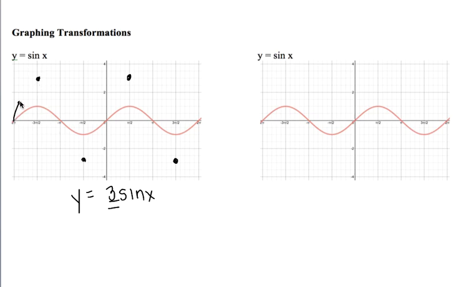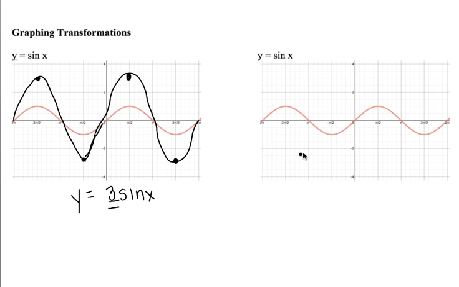And then once we've plotted a couple of points, we're going to trace that graph. And then we have our new function with our amplitude of 3.